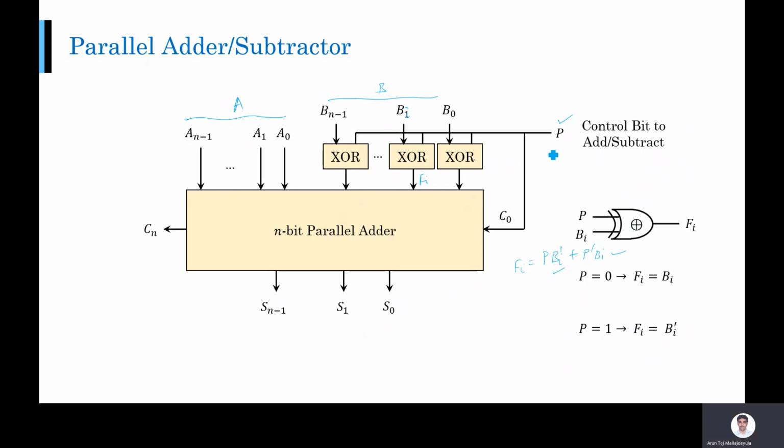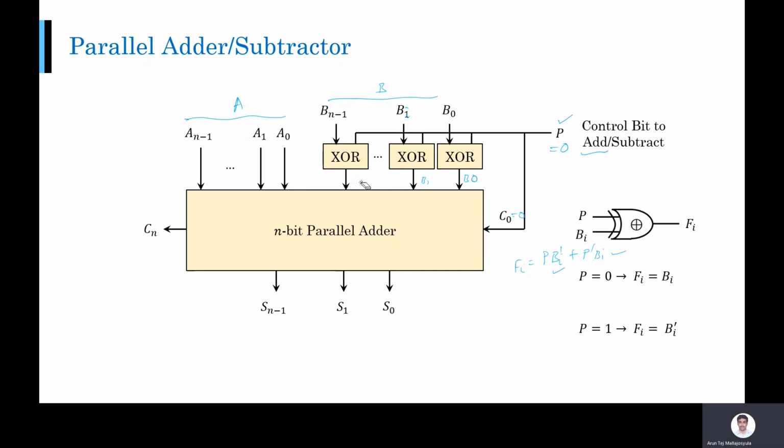Therefore, if you want to add, you put P equal to 0. What is going to happen? At every stage you simply get B0, B1, and so on up to B n minus 1. P is 0, therefore the carry is also 0. So your adder is simply adding A and B.